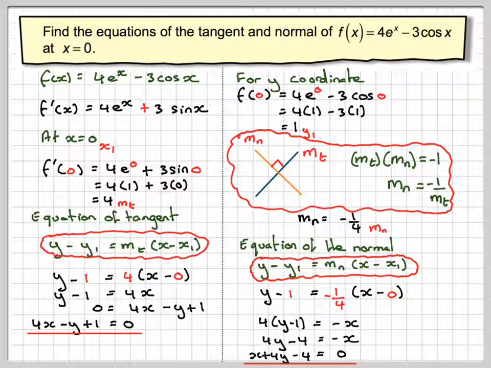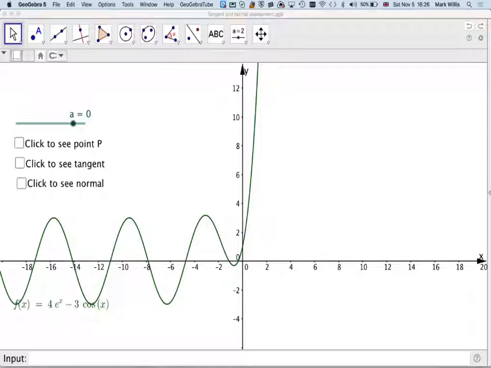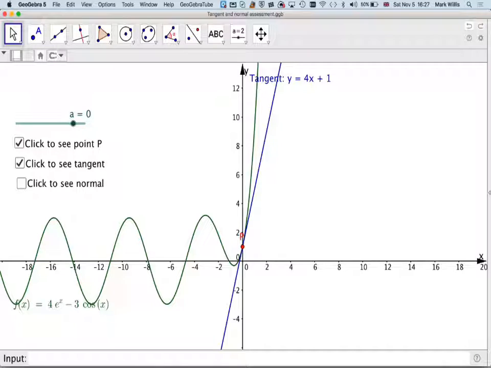Now I thought it'd be quite good to look at this with a diagram, so good old GeoGebra. So hopping over to GeoGebra, here we have our function, f of x is 4e to the x minus 3 cos x, and here we have it. If I click, I can bring up the point P. Okay, there's the point P. And if you're going to do this, you need to have equal aspect axes. And there you can see the tangent, y is equal to 4x plus 1. And here you can see the normal.